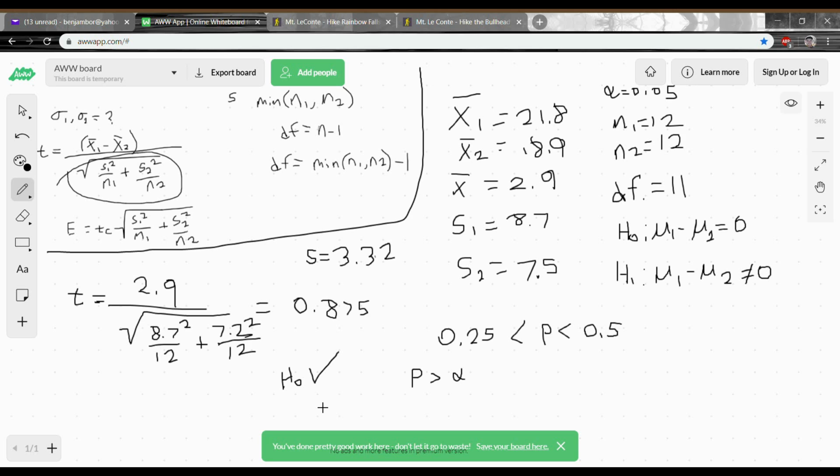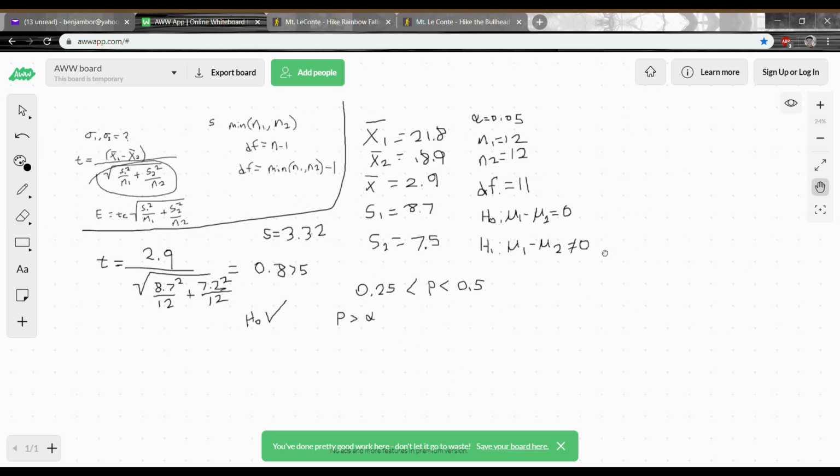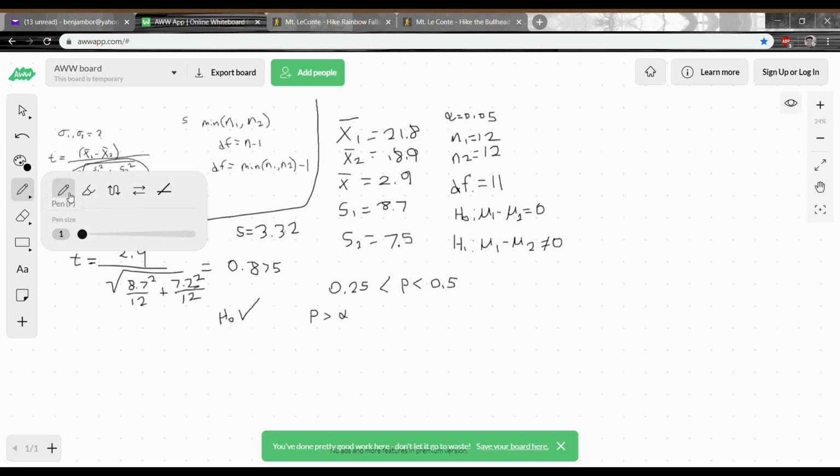So to say that in words, the verbal interpretation would be at a 5% level of significance, there is insufficient evidence to conclude that there is a difference in mean times for the remedies to reach the specified level in the bloodstream. So now that we have concluded the test, we want to do a confidence interval, and that's going to be pretty quick because we already have a calculated S value. We just need to figure out what our T is.